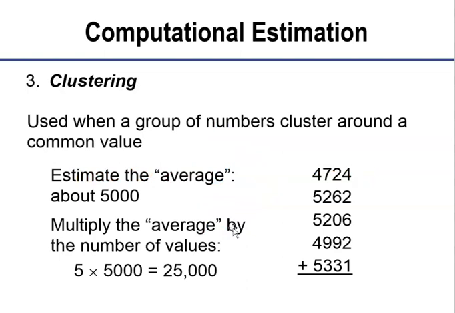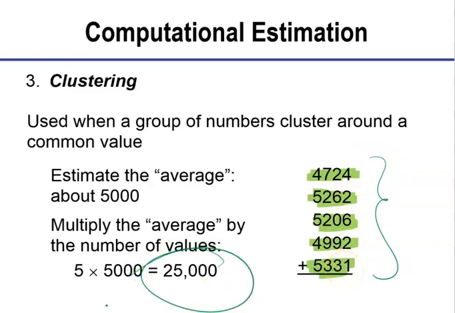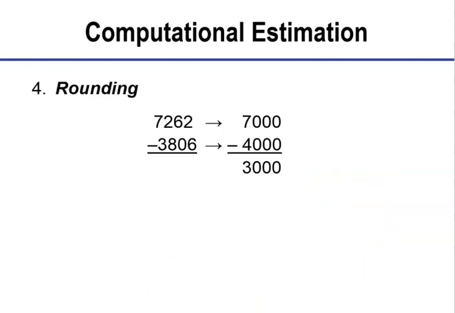Clustering, it's used when a group of numbers cluster around a common value. Notice all of these numbers look very close to 5,000. Right? 4,724, a little bit above 5,000, a little bit above, a little bit below, a little bit above. We've got 5 numbers. Okay? 1, 2, 3, 4, 5 times 5,000 is roughly 25,000. So if you have numbers that are really close together, roughly, you could say that would add to be close to 25,000. And then there's classic rounding.